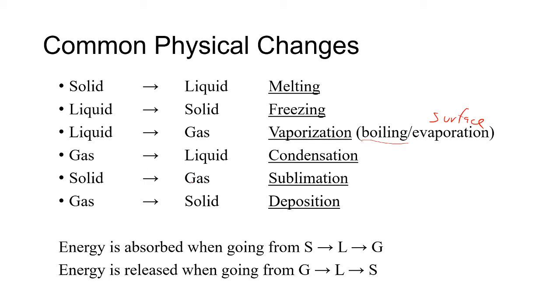Going from a solid directly to a gas, that's essentially what dry ice does. That's sublimation. Okay, and then going from a gas to a solid, that's essentially what frost is. So if you have frost that occurs on a windshield or something like that, that's deposition. So these two are less common, but we still gotta know. So going from a solid to a gas, sublimation. The reverse of that process, going from a gas to a solid, that's deposition.